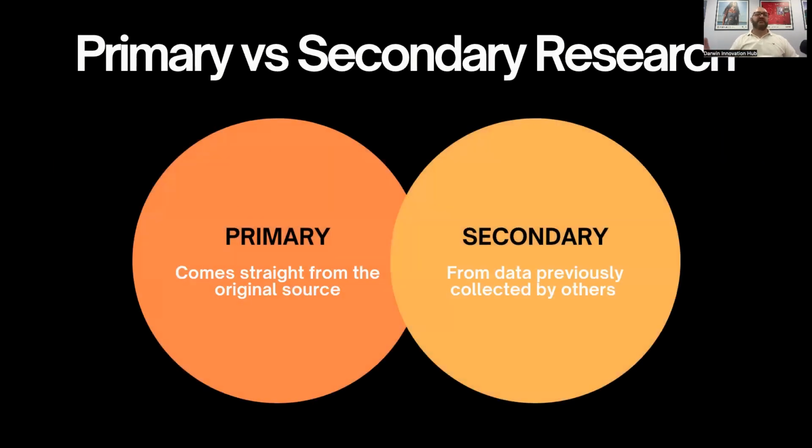There's also two very different kinds of sources of research material. The first one being primary, which comes straight from the source. Now, examples are a survey that you've conducted. It could be data you've got from your website, from your Facebook account. That's what we call primary data.